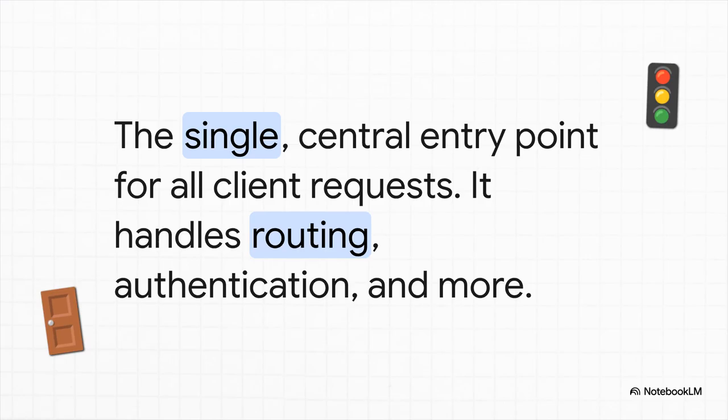Rule number one is the API gateway. Think of it like the Grand Central Station or the main front door for the entire city. Instead of you needing to know the exact address of every single little service, you just send all your requests to this one central spot. The gateway then acts like a smart traffic cop, routing everything where it needs to go.